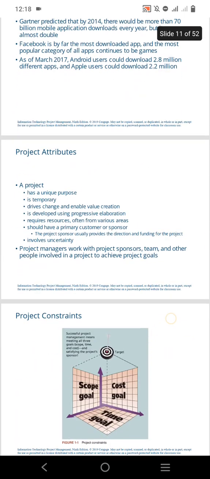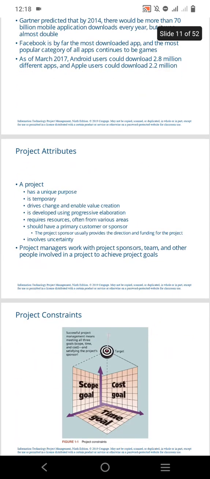So a project has attributes. It has characteristics. A project has a unique purpose. There's always a reason for carrying out a project. There is a goal, an objective that needs to be met. And then a project is temporary. A project takes place within a set time. So a project is temporary. That is one other attribute.